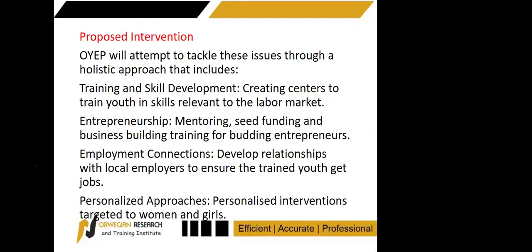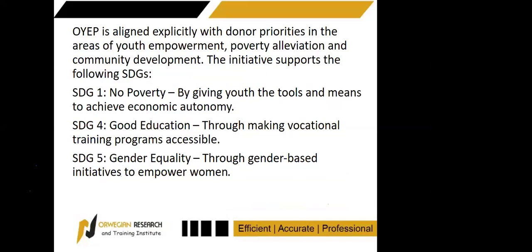Then let's move to the next level. So proposed intervention. So OEP will attempt to tackle these issues through holistic approach that includes one, training and skill development, creating centers to train youth in skill relevant to labor market, then entrepreneurship, mentoring them and giving them seed capital. Then employment connection. We are connecting them to the different employers, which means we shall have database of employers of various skills that we are training so that we can even take our kids, we look for them attachments. And when we take you to attachment, we go and negotiate for how you can remain there to increase the employability of our youth. That is exactly what we are going to do.